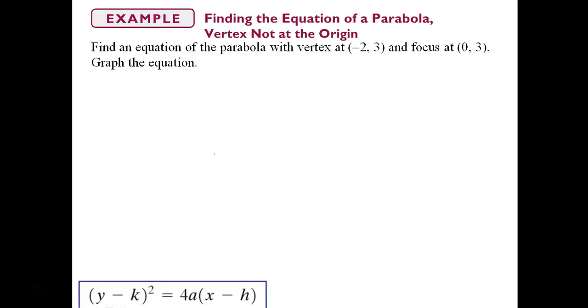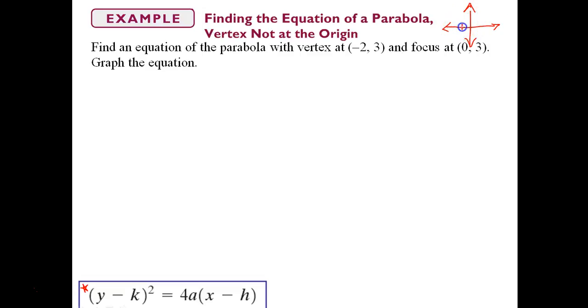Let's find an equation of a parabola that has a vertex at (-2, 3) and a focus at (0, 3). So maybe the easiest way to begin these is to start to think about what direction you're facing. Now they kind of prompt you down here at the bottom. Of course, that's not going to happen when you're either taking a test or out in the real world. So you're going to have to plot this.